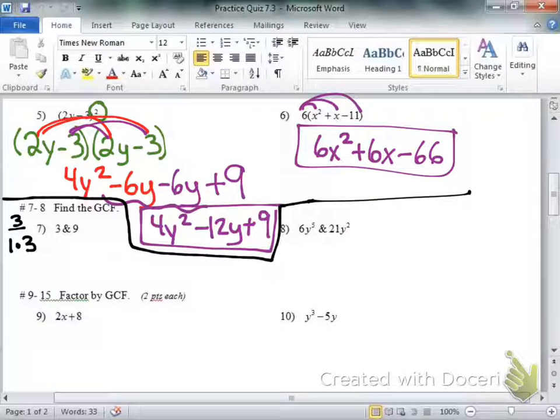Number 9 is on the factor sheet because we have 1 and 9, 3 and 3. So what's the largest number that appears in both of the lists? 3. So 3 is our greatest common factor for number 7.